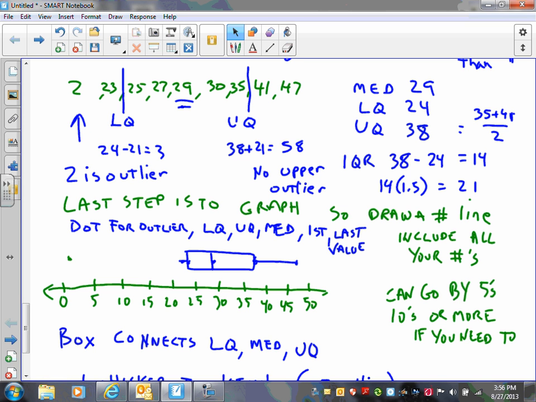The last step is to graph. So you draw a number line. Make sure you include all your numbers. It's best to go a little bit past them on both sides. So I started with 0 and I went to 50 because I got 2 and 47. So all my numbers will be between 0 and 50. You can go by 5s, 10s, or more if you need to.